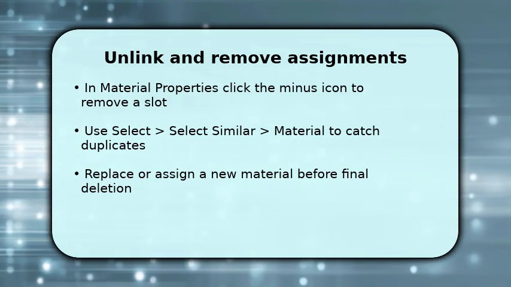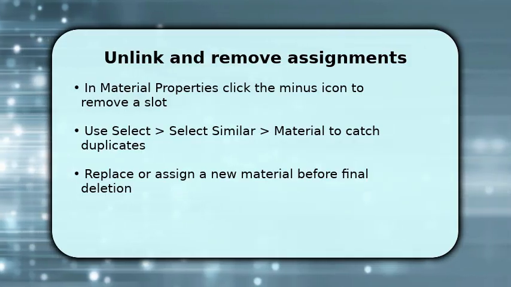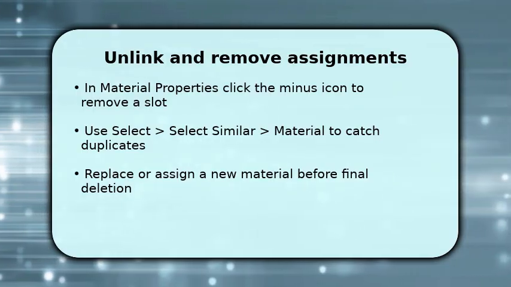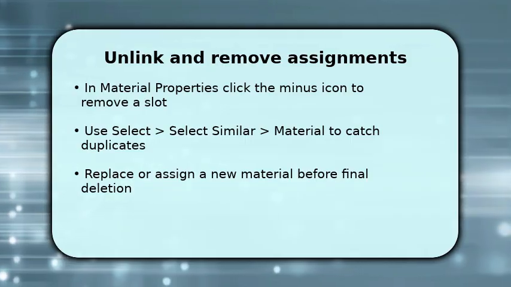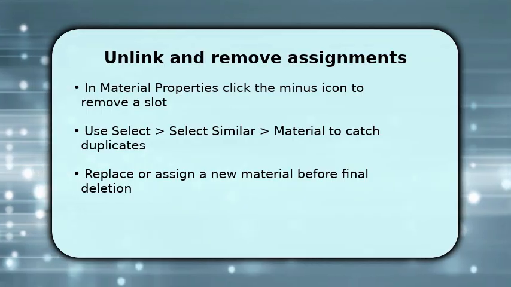In Material Properties, click the minus to remove the slot or use assign to switch objects to a different material. For multiple objects, use select similar material to gather all shares quickly. This prevents leftovers. Once unassigned, materials become orphaned and Blender shows a fake user count of 0.